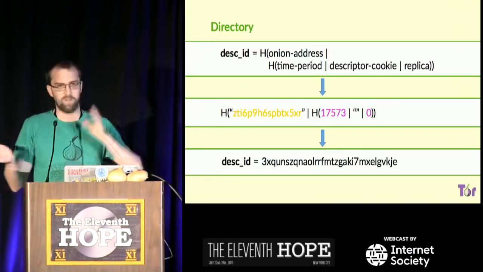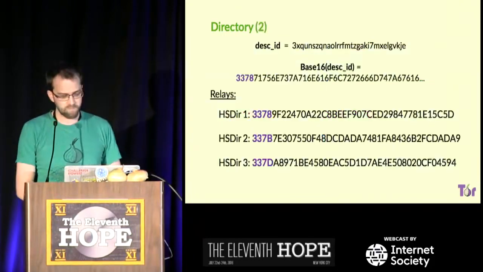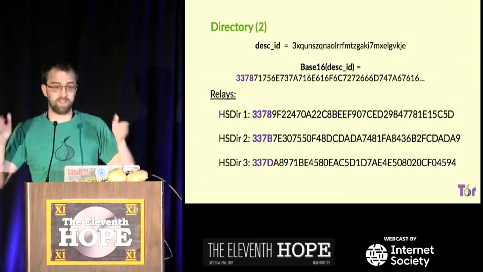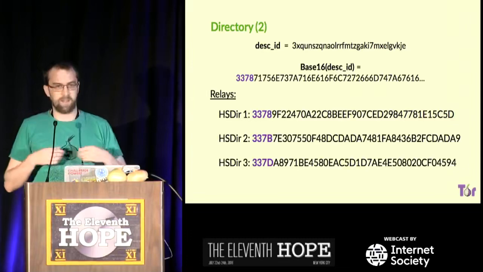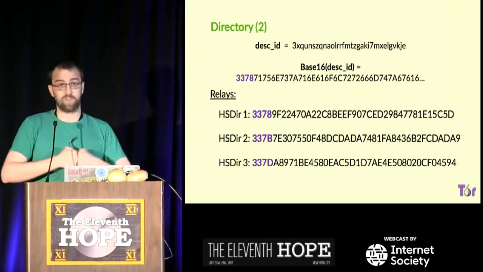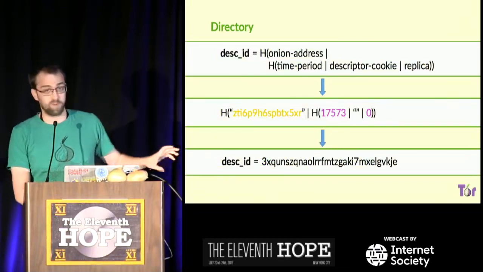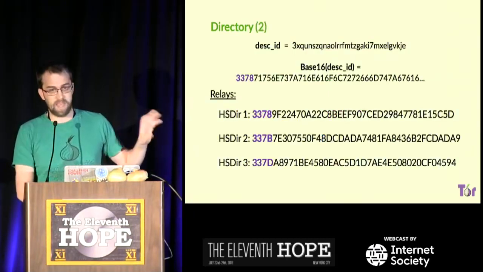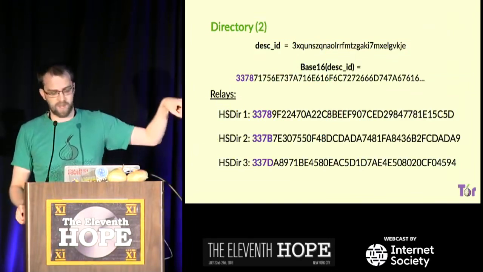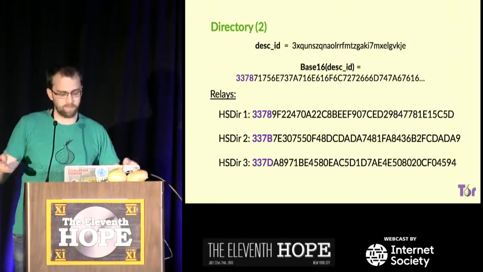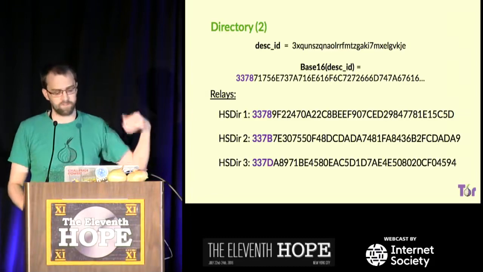And then a replica. Replica is basically which HSDir. And then you have a descriptor ID. So it's a long string. When we base 16 this one, it gives us a bunch of numbers. Remember, this computation is deterministic. So that means Alice and the service will compute the same thing. Now, each relay in the network has a fingerprint. And then we're going to upload this descriptor to the closest relays matching the fingerprint.